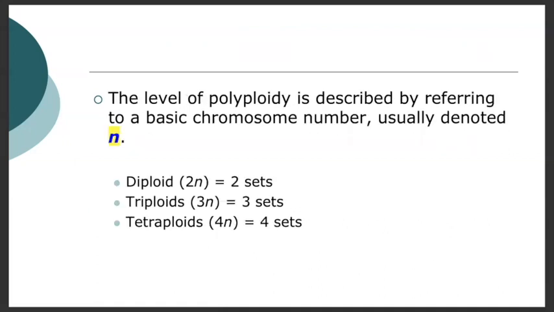The level of polyploidy is described by referring to a basic chromosome number, which is usually denoted as a small letter n. This is just a review again. When you say 2n, it refers to diploid, meaning you have two sets of chromosomes. Triploid, 3n, means you have three sets, and tetraploid, 4n, means you have four sets.